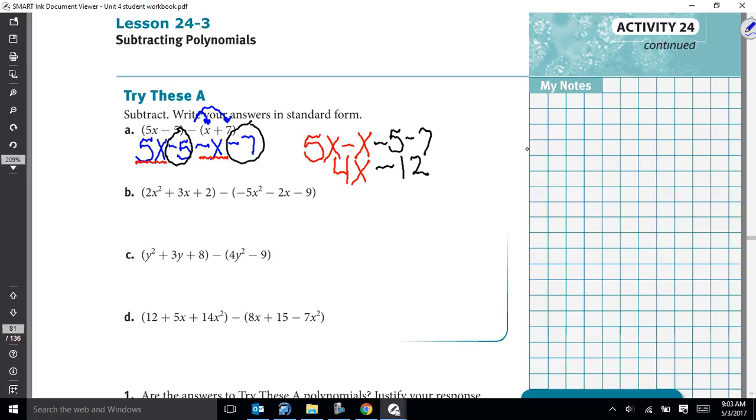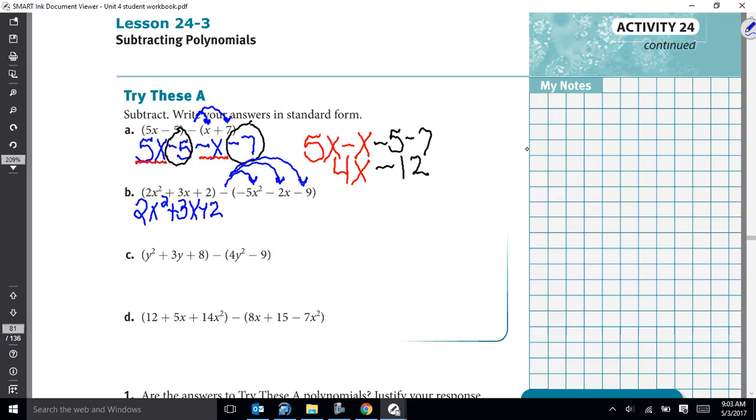Another one together? Alrighty, so with this one, what's our first step? What do we have? We have this minus here, right? So what's our first step? We're going to distribute. So we have 2x squared plus 3x plus 2. Our first parenthesis stays the same. And now we're going to distribute our negative.